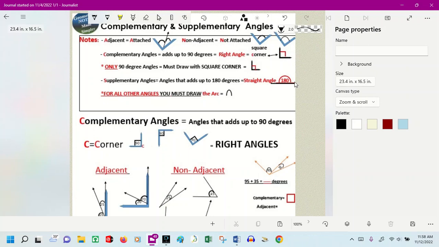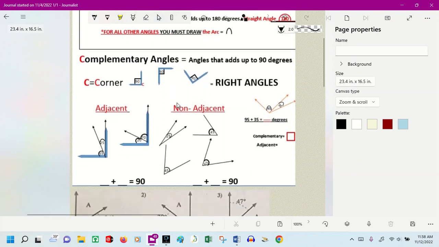Whenever you are writing any angles, you write the number with the arc over it. All angles must be written with the number and the arc loop over it. All angles except only one angle, and that is the 90-degree angle. That's the only angle that you write with the square in the corner. All other angles, even a 180-degree angle, must be written with the arc circle over it.